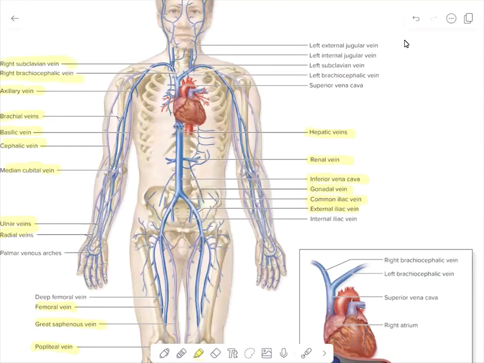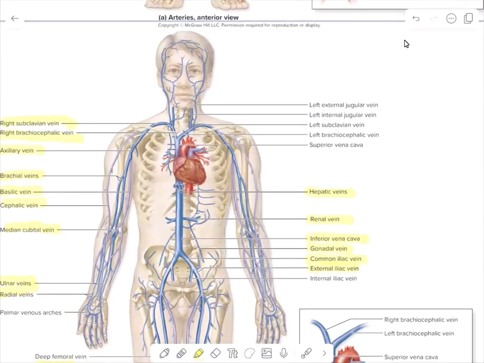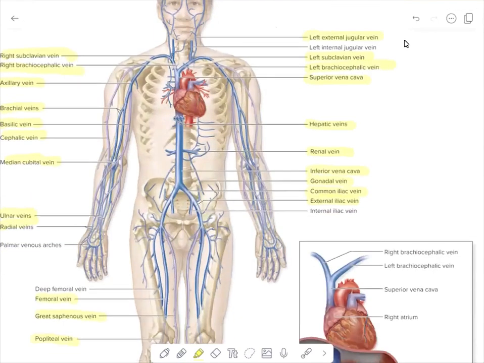subclavian vein. Coming from the head, we have the jugular veins. From the neck would be the subclavian vein, brachiocephalic vein, eventually leading into the superior vena cava. So the superior vena cava and the inferior vena cava both lead into the right atrium.